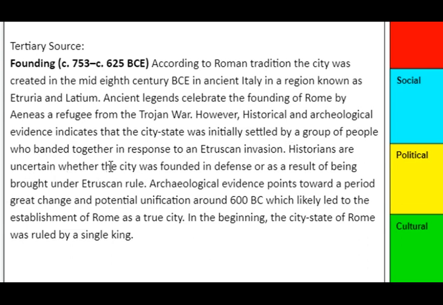Historians are uncertain whether the city was founded in defense, meaning was it to defend themselves from the invasion, or as a result of being brought under Etruscan rule. Archaeological evidence points toward a period of great change and potential unification around 600 before Common Era, which likely led to the establishment of Rome as a true city. In the beginning, the city-state of Rome was ruled by a single king.